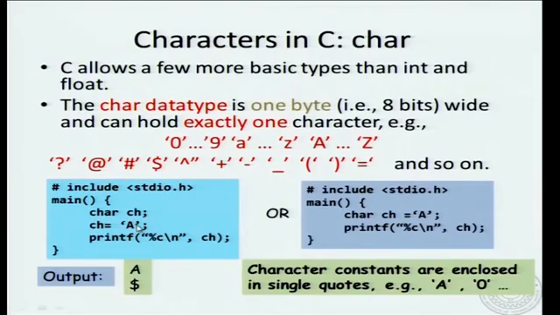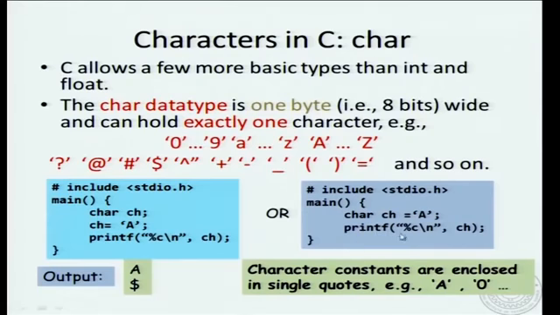This is how you would assign any character constant. All character constants are supposed to be enclosed in single quotes. For example, 0 within single quotes stands for the character 0 and not the number 0. Similarly, a within single quotes stands for the character a.